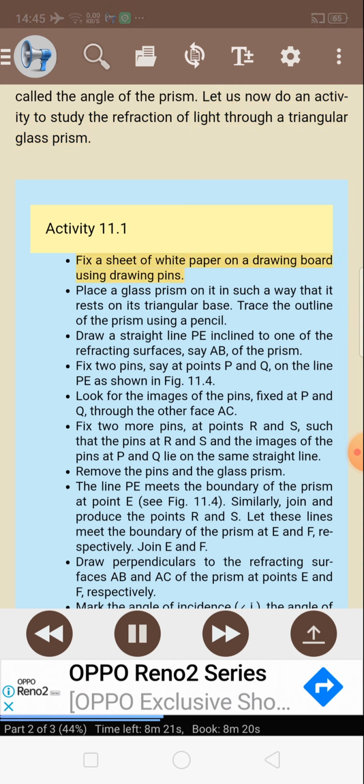Activity 11.1. Fix a sheet of white paper on a drawing board using drawing pins. Place a glass prism on it in such a way that it rests on its triangular base. Trace the outline of the prism using a pencil. Draw a straight line PE inclined to one of the refracting surfaces, say AB, of the prism. Fix 2 pins, say at points P and Q, on the line PE as shown in figure 11.4.